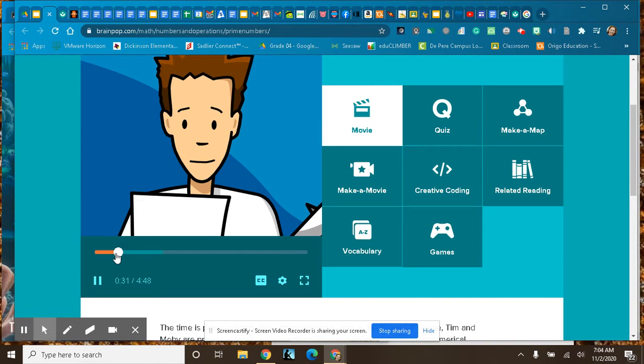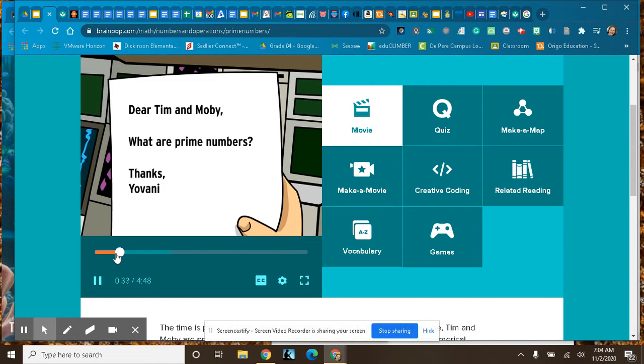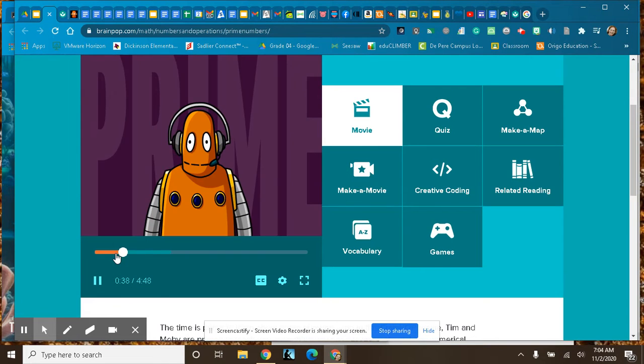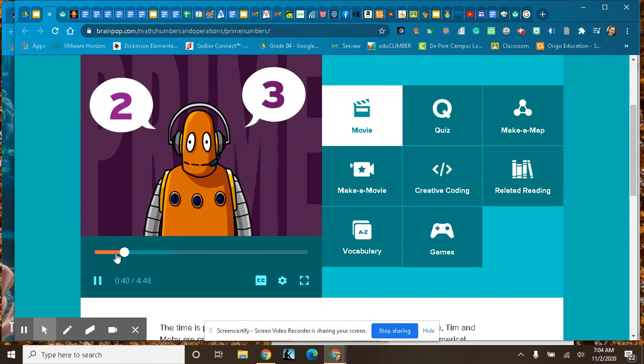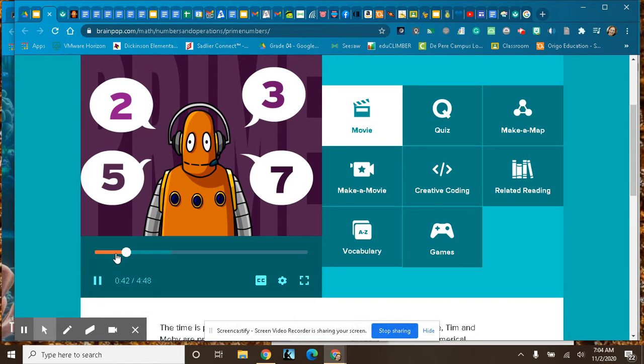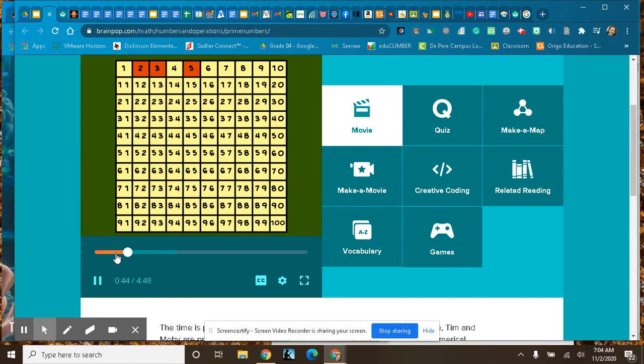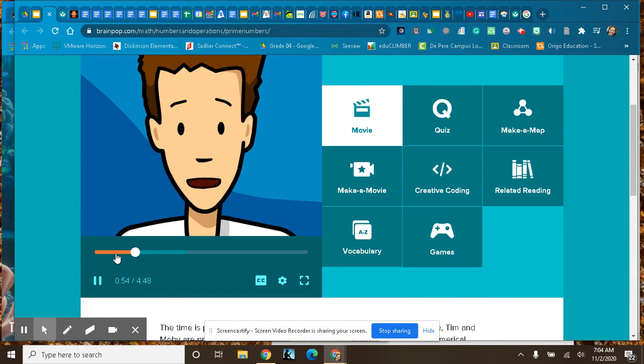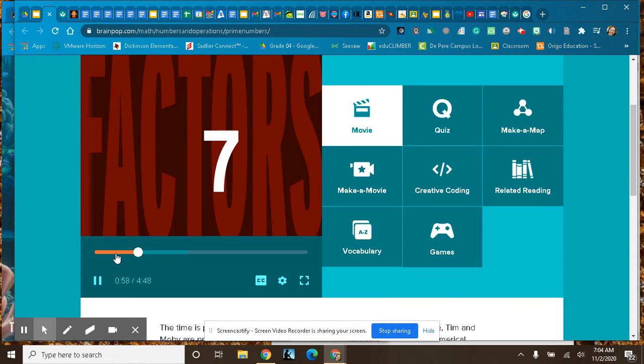Man, I'm good. Dear Tim and Moby, what are prime numbers? Thanks, Giovanni. As you've noticed, Moby's been rattling off different numbers of beeps. Each of those numbers happens to be a prime number, which is a whole number greater than 1 that is divisible by exactly 2 numbers, 1 and itself. Put another way, a prime number can have only 2 factors. So 7 is a prime number because it has only 2 factors, 1 and 7.